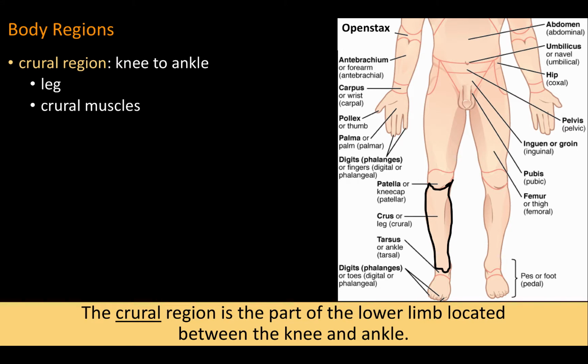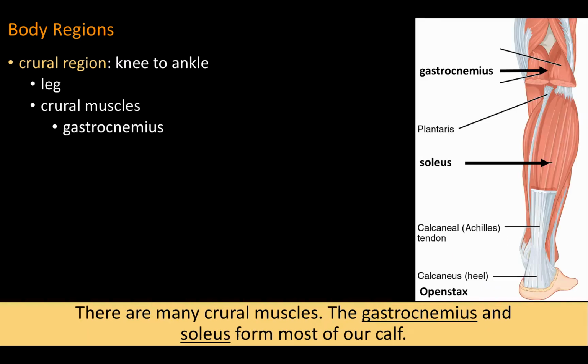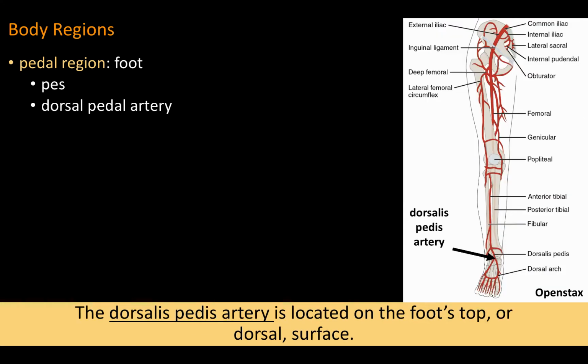The crural region is the part of the lower limb located between the knee and ankle. The crural region is also known as the leg, meaning that we can't use that term to describe the entire lower limb. There are many crural muscles. The gastrocnemius and soleus form most of our calf. The pedal region, or pes, is our foot. The dorsalis pedis artery is located on the foot's top, or dorsal surface.